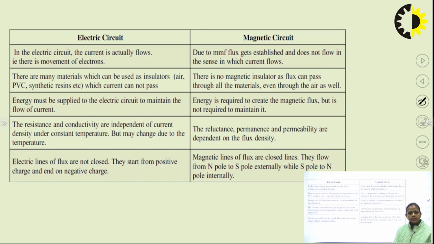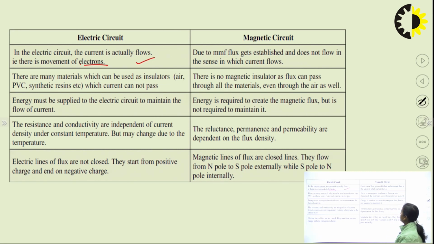Now next, there are some dissimilarities between electrical and magnetic circuit. So let's see what the dissimilarities between the electric and magnetic circuit are. In an electric circuit, the current actually flows. Actually flows means there is a movement of electrons. The electrons are actually moving in the electric circuit.